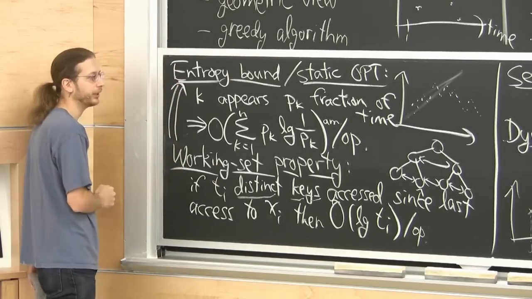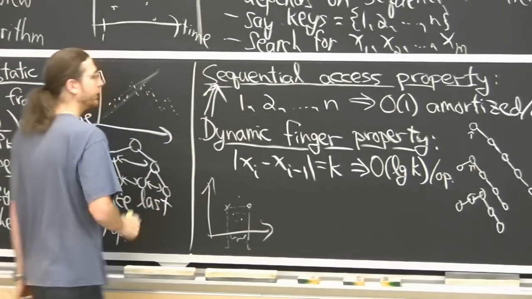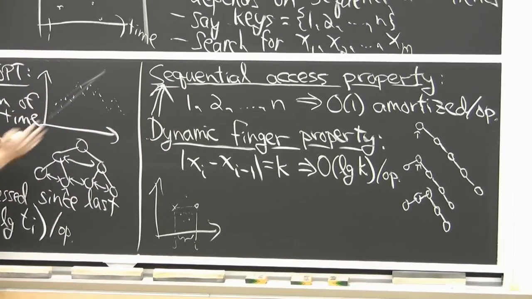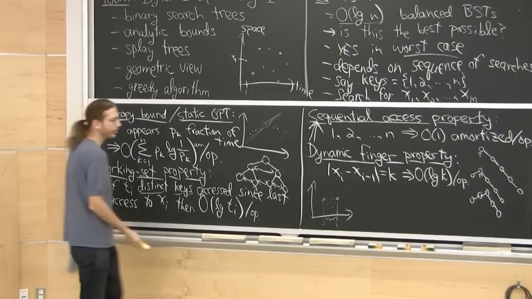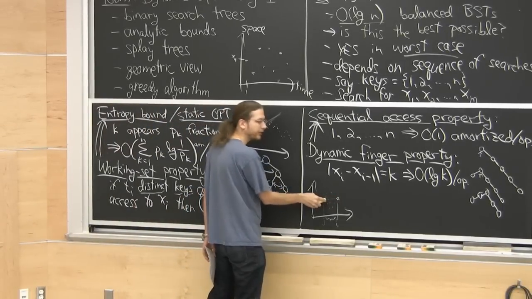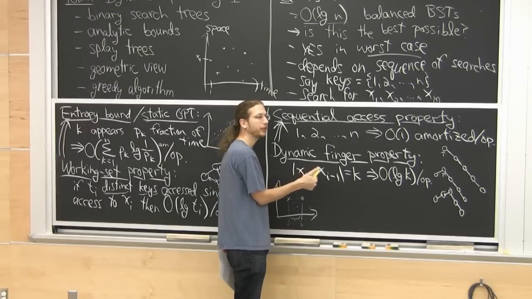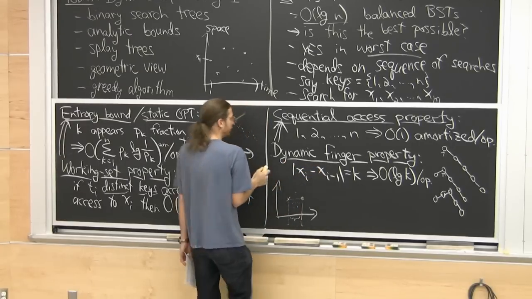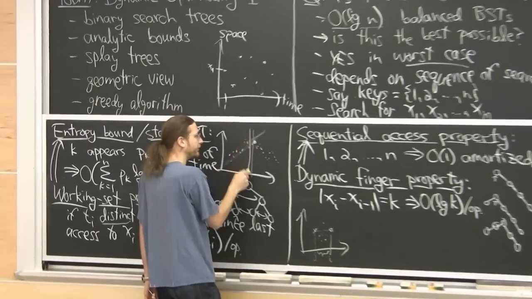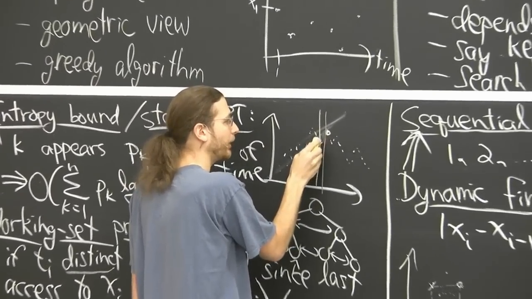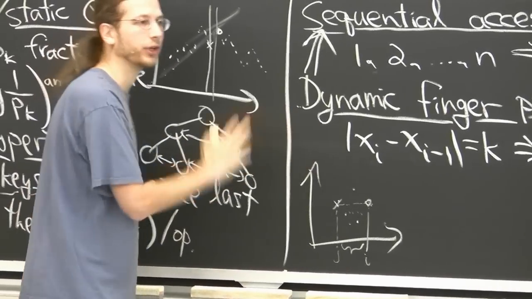So this is a stronger property. I guess dynamic finger implies sequential access. But there's no relation between working set and dynamic finger. In fact, they're kind of transposes of each other. Working set is about if you access a key that was accessed recently, then it's fast. Dynamic finger is saying if you access a key that is close in space to the previous access. So here we're looking at a key, and basically in the very previous time step, we're looking at how far away it was vertically. Here we're looking at how far away it was horizontally. So they're almost duals of each other.